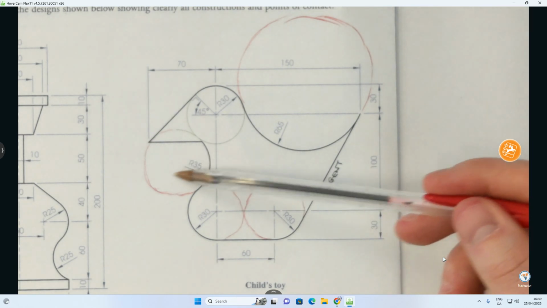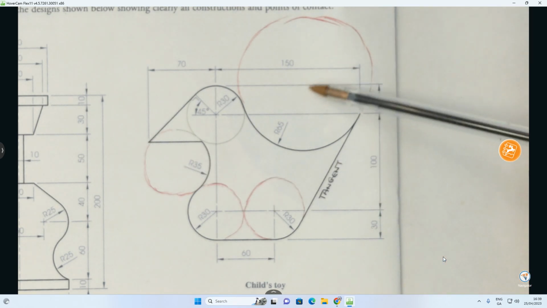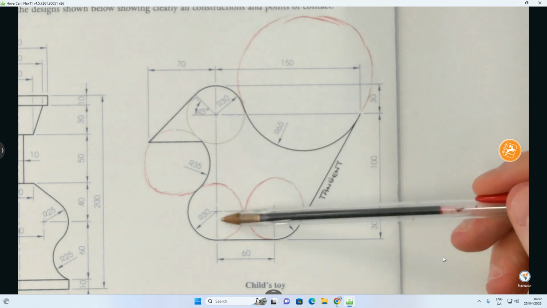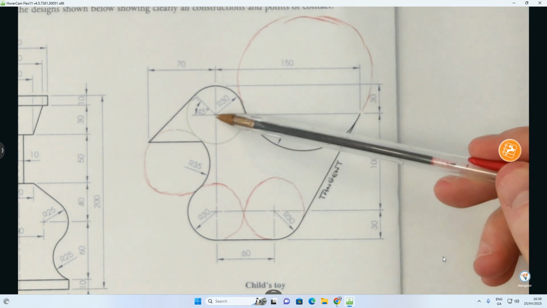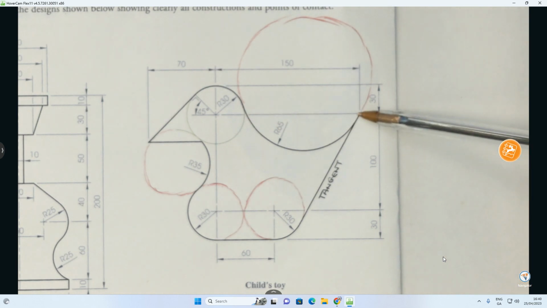Now the question then is how we find the center for this one and how we find the center for this one. I'm going to draw the 3 of these first, and locate this point as well at the same time, which is from the center of this one, 150 millimeters over. Okay, so that's the first thing we're going to do.